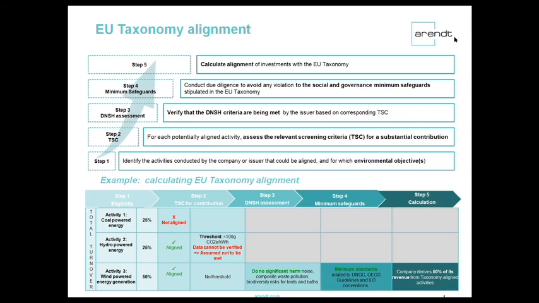In my example here, I assume that I do not have the data and that the company is not able to assess that. So I have to assume that I'm not meeting this criteria, so I cannot move forward. And I will consider that this part of the business is also not taxonomy aligned. So I still have the last activity, wind-powered electricity generation.